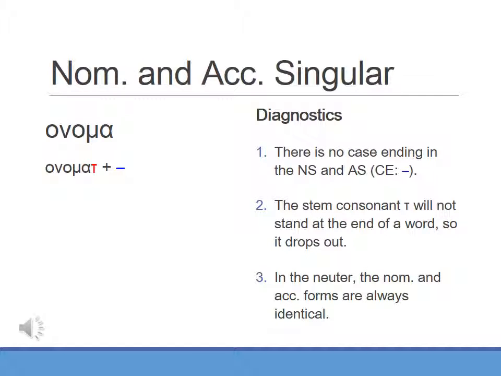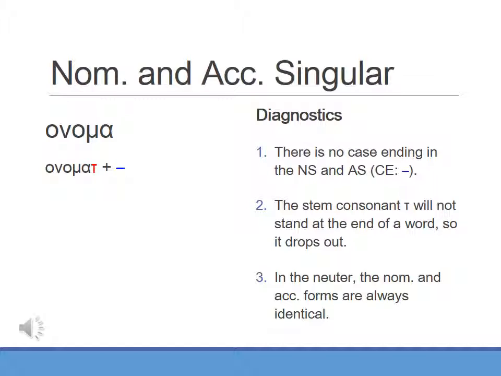Neuter third declension nouns differ from the masculine and feminine forms in the nominative and accusative cases, but they are the same in the genitive and dative cases. Let us look at how they are formed. Almost all third declension neuter nouns follow the same pattern as the noun onoma.